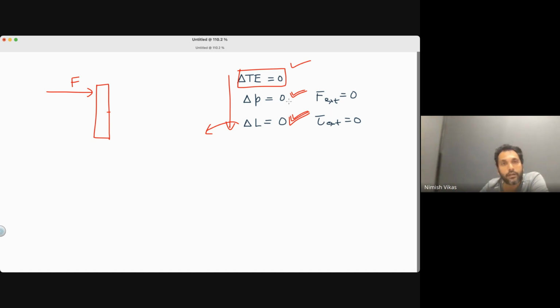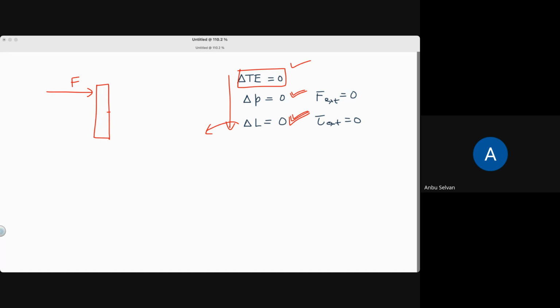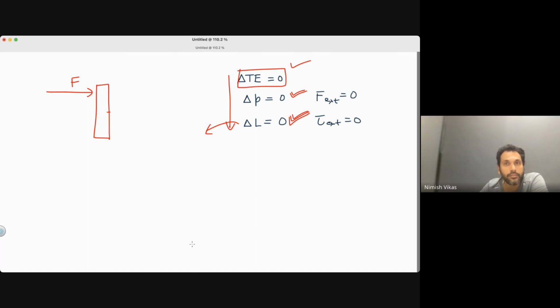But can you conserve angular momentum? There's a torque. Can you conserve angular momentum? So you can conserve angular momentum because conserving angular momentum is around your point of choice. So let me ask you a few questions. Can I conserve angular momentum across this point A? Across this point B? Across this point C? Across this point D?